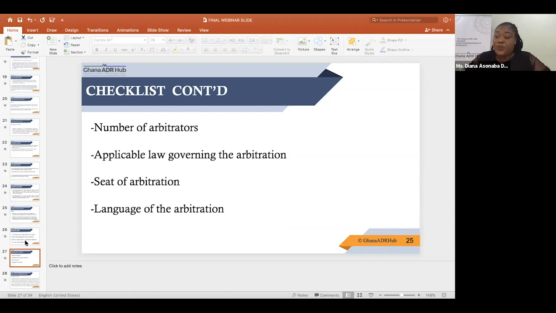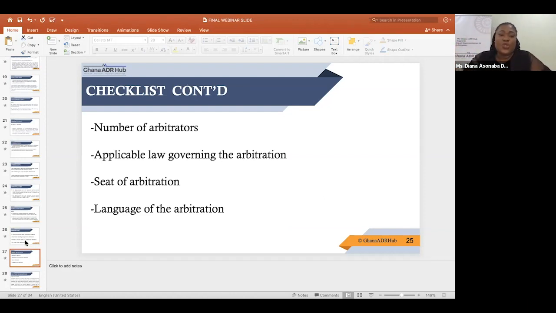The number of arbitrators, do you want to be specific? Do you want one? Of course, someone asked me, how about two? You can't have two arbitrators, because the nature of arbitration is that it's akin to a judge, there has to be a majority or unanimous decision. So you can't have two and then one is giving an award on a different tangent.